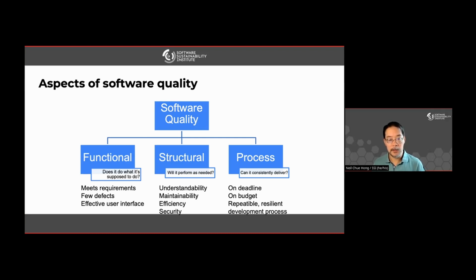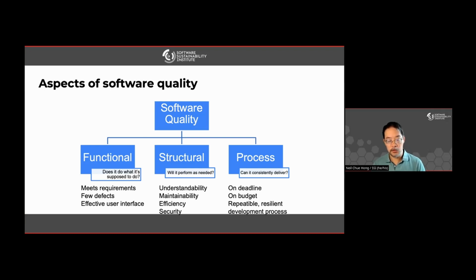The second aspect is the structural aspect, which is, does it perform as needed? So this includes things like security. Is the software, again, looking at bugs, for instance, is it free from bugs in a way that ensures that mistakes will not happen that will cause integrity problems? Is it understandable? For me, as someone from the Software Sustainability Institute, an important part is, is it maintainable? And in general, is it constructed in a way that is a good way of achieving the functional part of it?